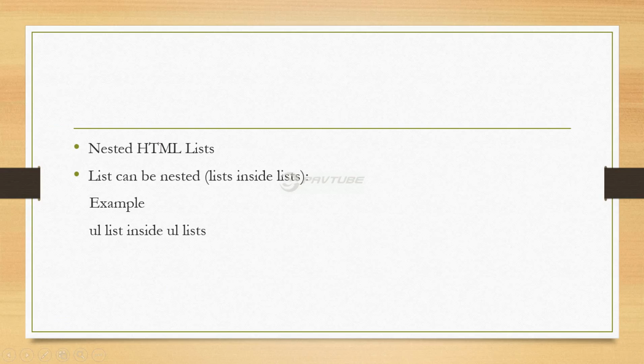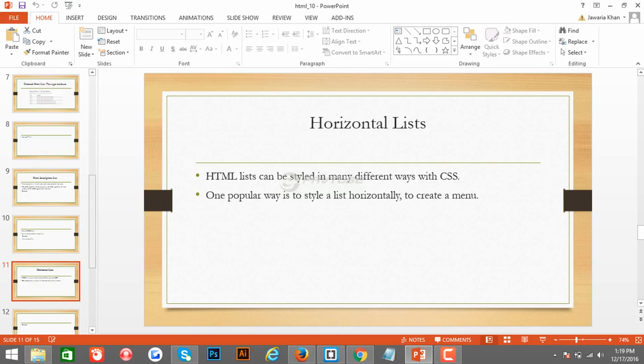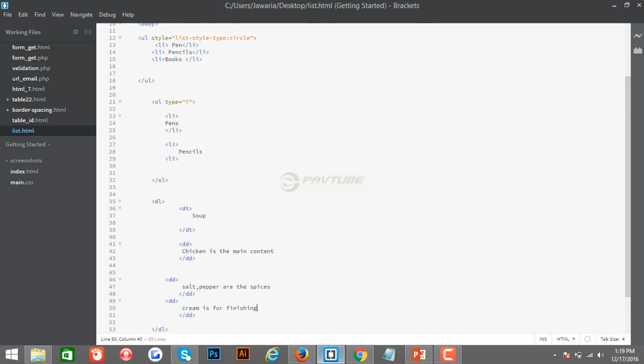For example, inside the unordered list you can have another unordered list, or inside the unordered list you can have the ordered list, or inside the ordered list you can have the unordered list. Inside the ordered list you can have the ordered list. So in this way you can use the nested lists. We can also view an example.